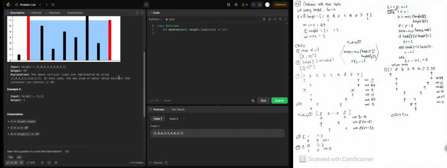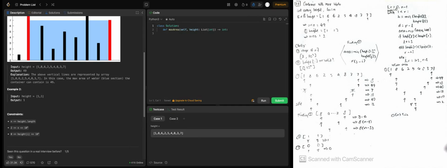And then we have example 2, where the given height is 1, 1. And here it's pretty obvious that we can only get 1. Okay. I think I understand the problem here.